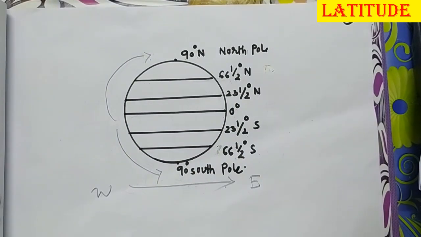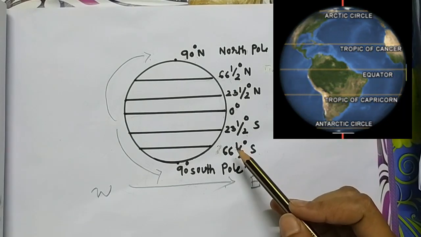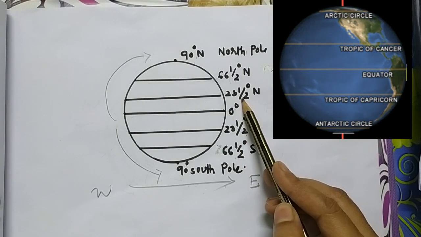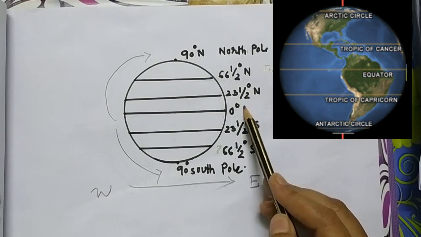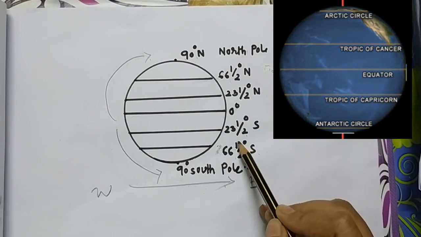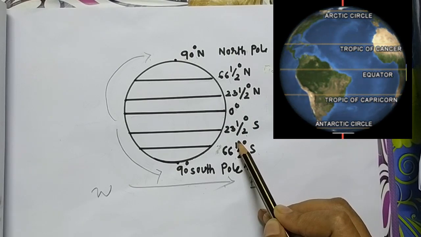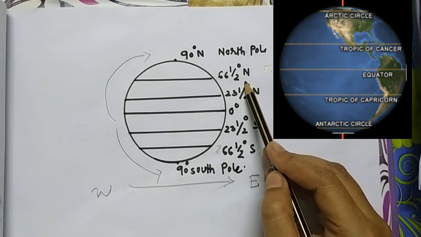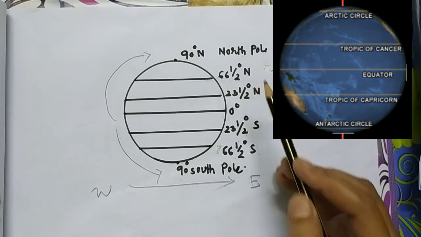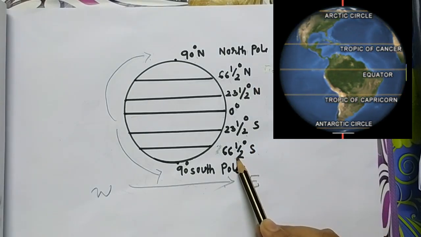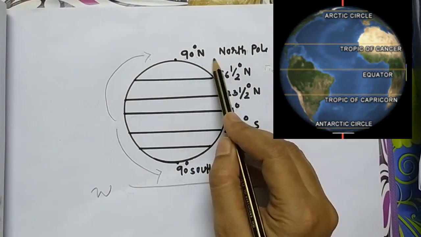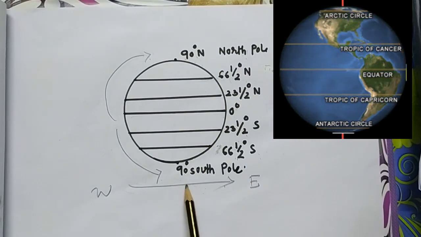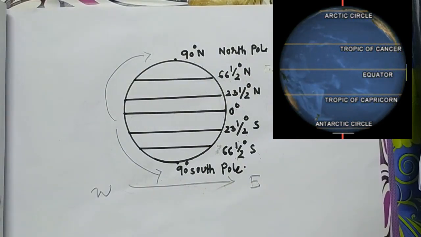Apart from the equator, there are some important latitudes. Just like 23.5 degrees north, or we can say Tropic of Cancer. The Tropic of Cancer lies at 23.5 degrees north. Tropic of Capricorn lies at 23.5 degrees south. Arctic Circle lies at 66.5 degrees north and Antarctic Circle lies at 66.5 degrees south. And you know the pole, 90 degrees north is obviously called the North Pole and 90 degrees south is called the South Pole. Okay, got it?